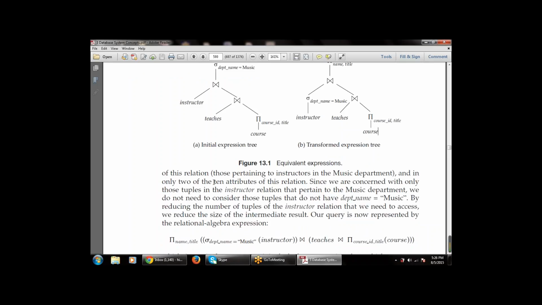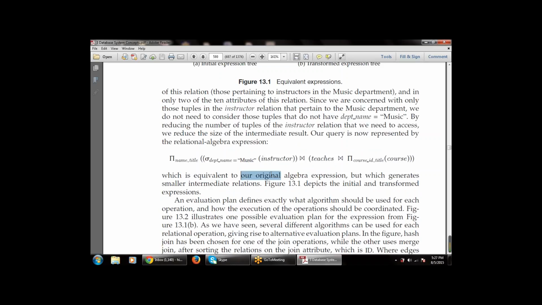So this query is represented by the relational algebra expression pi name, title, then sigma department name equals music. The department name is music, from the instructor table, which joins with the teaches table, which joins with the course table, taking out the two attributes, course ID and title, from the course table. This is equivalent to the original algebra expression, but it generates a smaller intermediate relation.